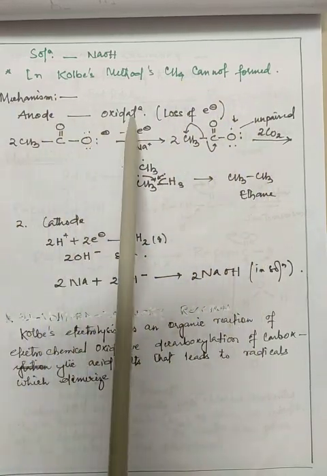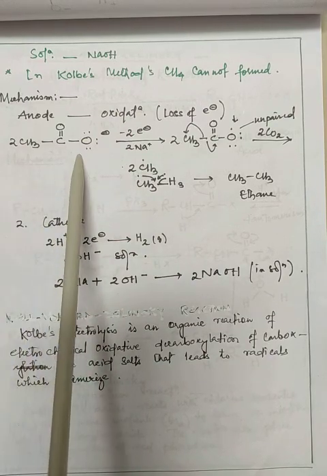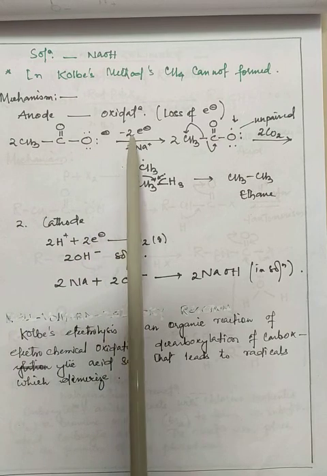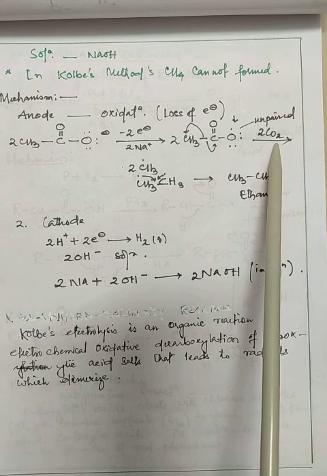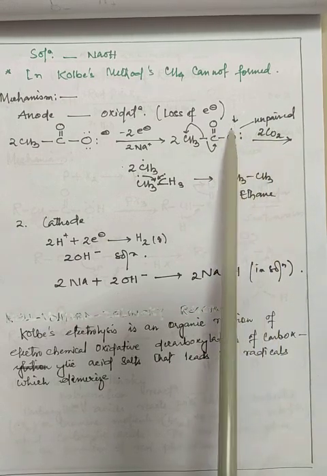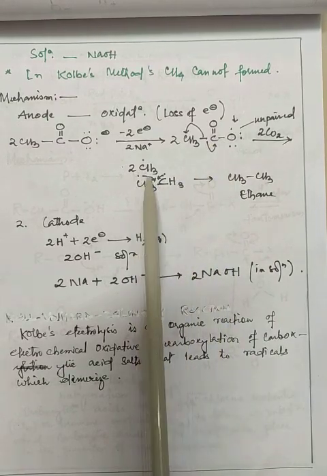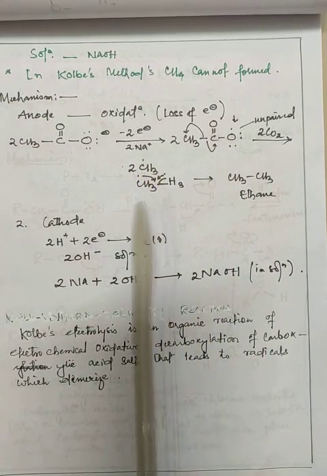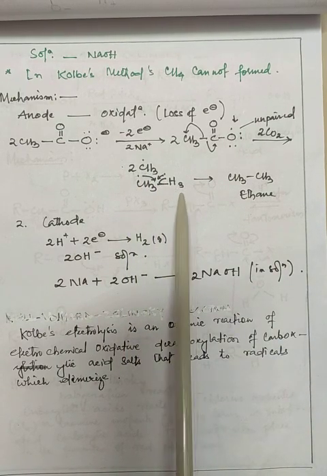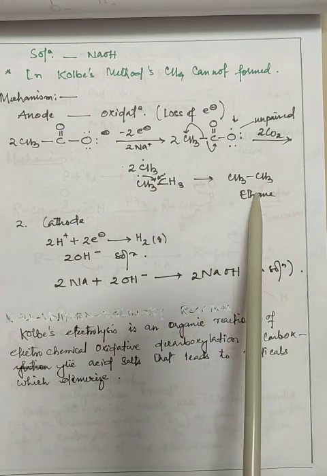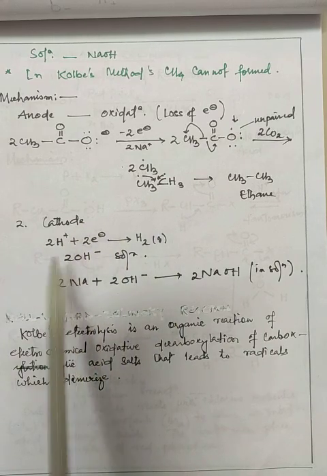Now the mechanism, oxidation, loss of electron. This is the acetate, then two electrons are lost, and then carbon dioxide is there. So this oxygen has an unpaired electron, only one electron is there, unpaired. After that, ethane will form here, from free radicals of CH3. One free radical of CH3 and another free radical of CH3 will form ethane. So this is the anode mechanism for the Kolbe electrolysis process.